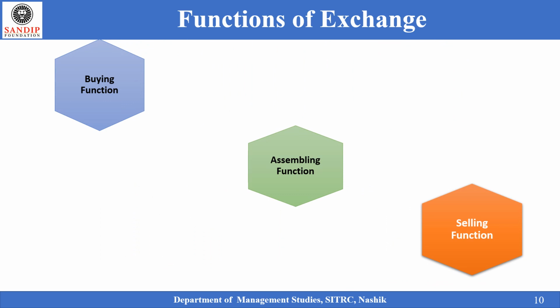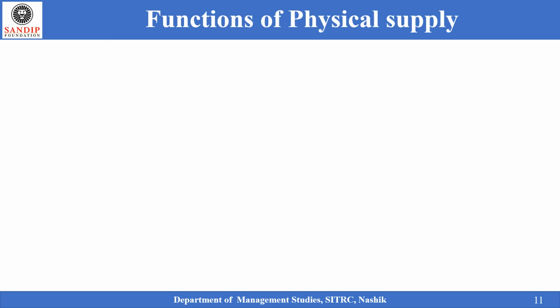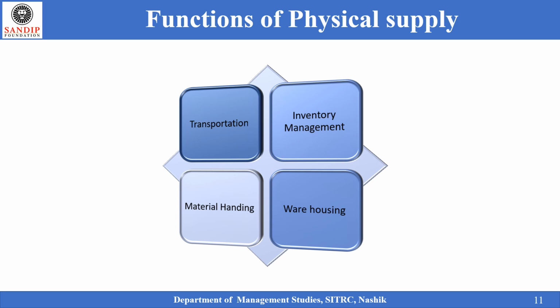The buying function, assembling function, and the selling function, we've already understood how they are interrelated to the basic marketing function. Now let's talk about the physical supply. We have already looked at how marketing creates demand. So one of the functions is the place function: transporting the product from where it is manufactured to the place where it is consumed.